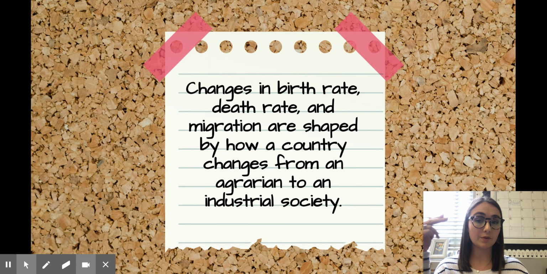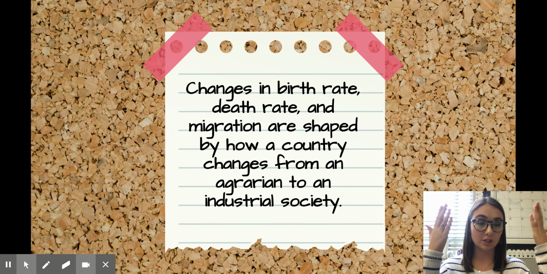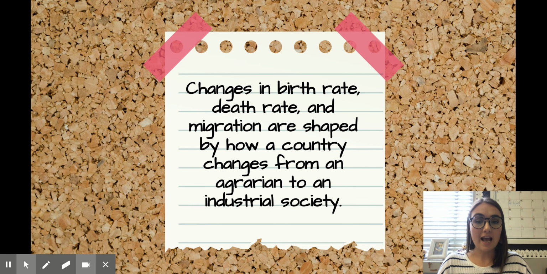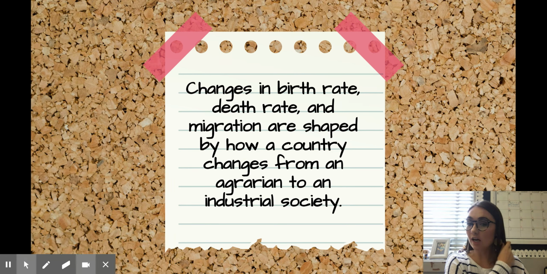Changes in birth rate, death rate, and migration are shaped by how a country changes from agrarian to industrial. This is called industrialization, and it occurs when a country's economy goes from agriculturally based to industry based. It happened in America in the late 1800s, early 1900s with the Industrial Revolution. And that's the thing, it happens for countries at different times. It doesn't all happen at the same time.